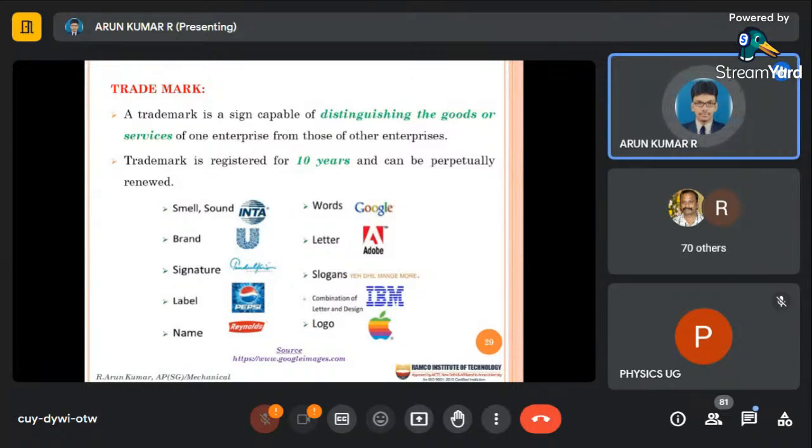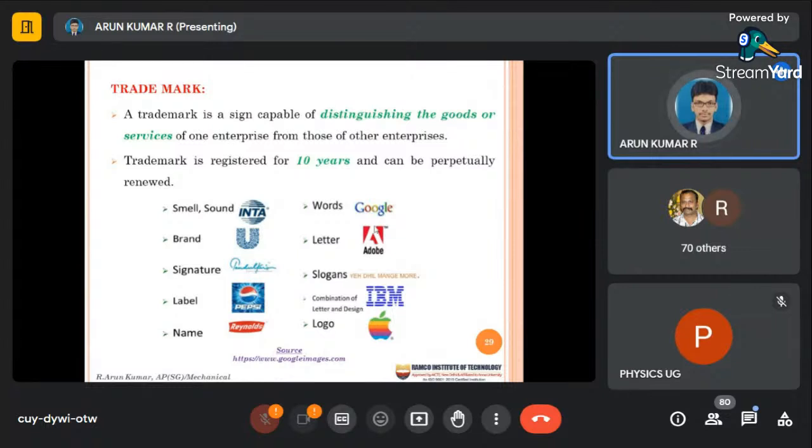For example, it can be a smell or a sound, it can be a brand name, a signature, label, name, logo, slogan, letter, words, whatever it may be, which helps the customer to distinguish the goods and services. Then those signatures can be protected under trademark. And as far as trademark is concerned, it can be protected for 10 years, and after that it can be renewed for an indefinite period of time, once in every 10 years. So that is what the trademark is meant for.